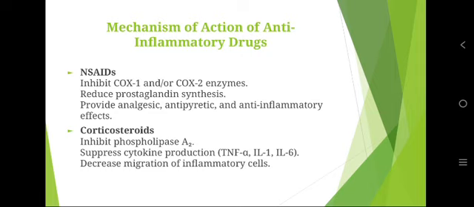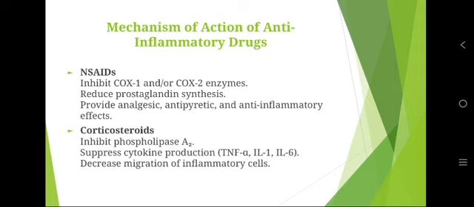First, we see about the non-steroidal anti-inflammatory drugs. Non-steroidal anti-inflammatory drugs possess anti-inflammatory action, analgesic action, and antipyretic action. The mechanism of action of non-steroidal anti-inflammatory drugs is that they inhibit the COX enzyme, which means they inhibit both COX-1 and COX-2 enzymes, which reduces the prostaglandin synthesis. It leads to reduction in the pain, reduction in the swelling, and reduction in the fever.